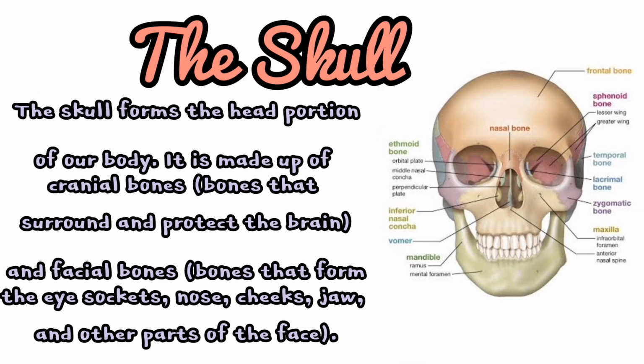The skull. The skull forms the head portion of a body. It is made up of cranial bones, bones that surround and protect the brain, and facial bones, bones that form the eye sockets, nose, cheeks, jaw, and other parts of the face.